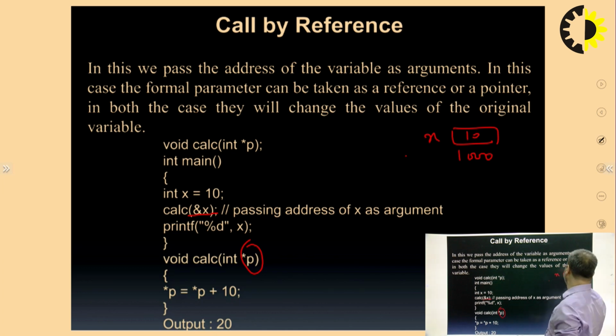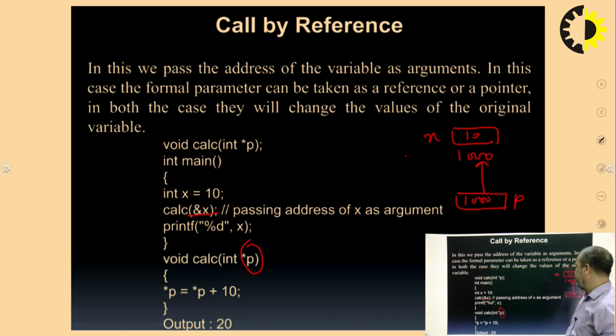Since we are passing the address, there will be a pointer, and here the pointer is p, which is just going to store the address of x, that is 1000. So a logical connection could be established. Now we are going to change the value of x from 10 to 20. How can you do that? By using the pointer.